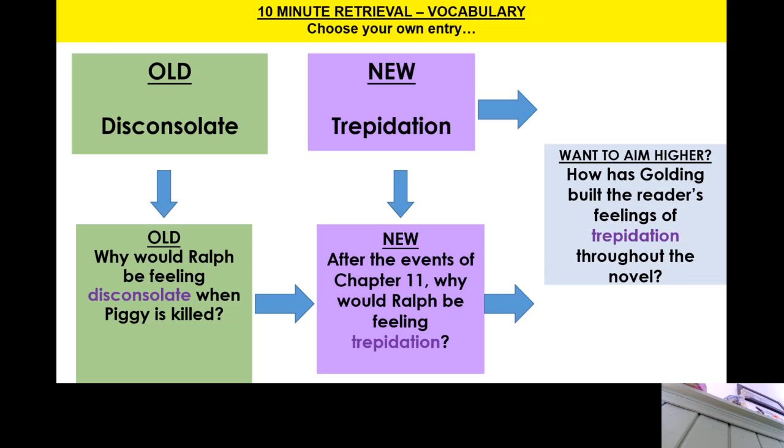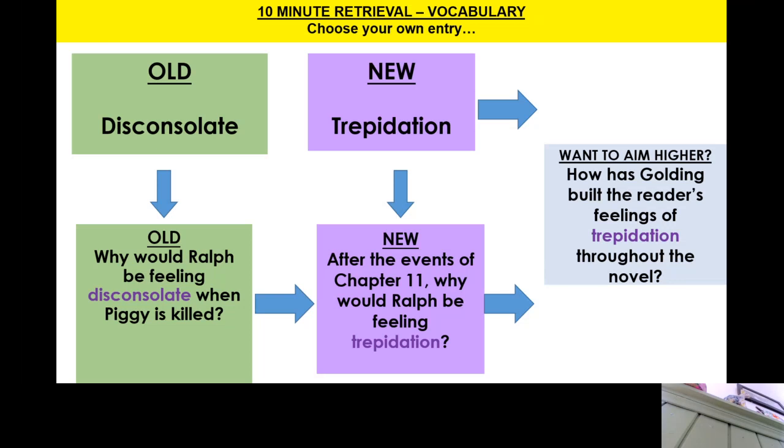So trepidation. Then, well, Ralph will be feeling trepidation because he's the only one left who is not under Jack's control. And even if he wanted to join Jack's tribe and allow Jack to have power over him, it is unlikely that Jack would let him. So Ralph is now, you know, hiding in fear of his life.